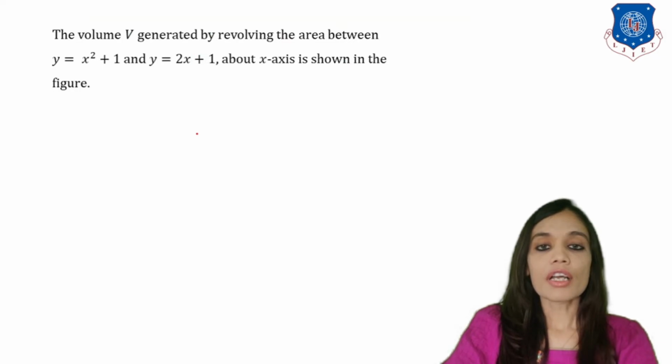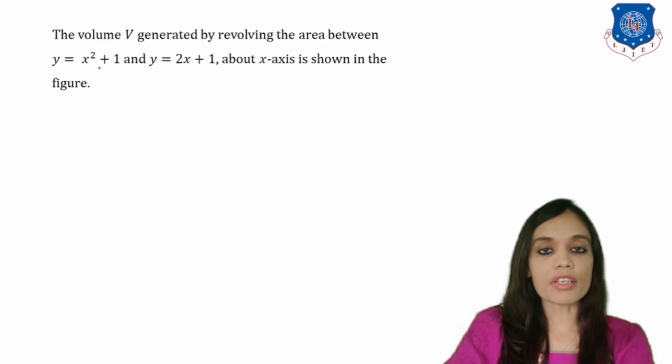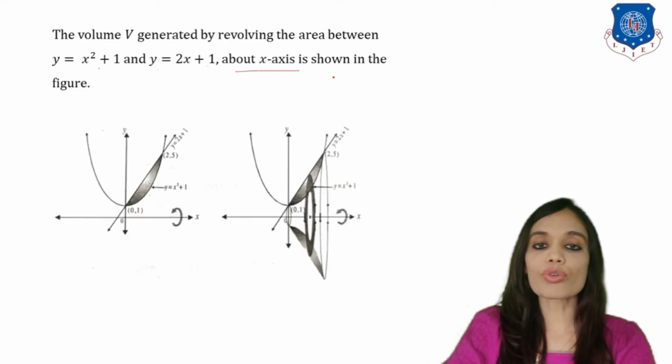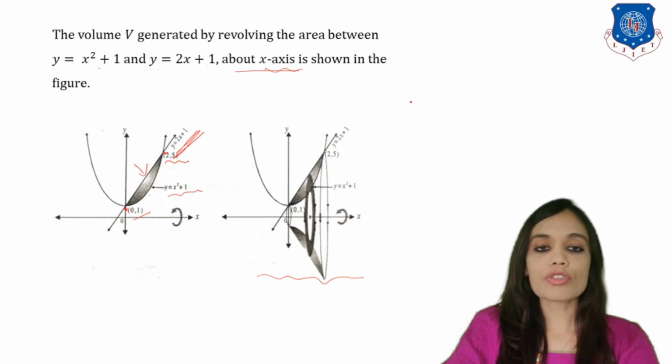Okay, so now the volume V generated by revolving the area between the curve y equals x squared plus 1 and y equals 2x plus 1 about the x-axis is shown in the below figure, right? Firstly, draw the curve y equals x squared plus 1, which is a parabola. Then draw the line y equals 2x plus 1. Now the points of intersection are (0, 1) and (2, 5). Now we will revolve this curve about the x-axis. So we will get this type of a solid, right?